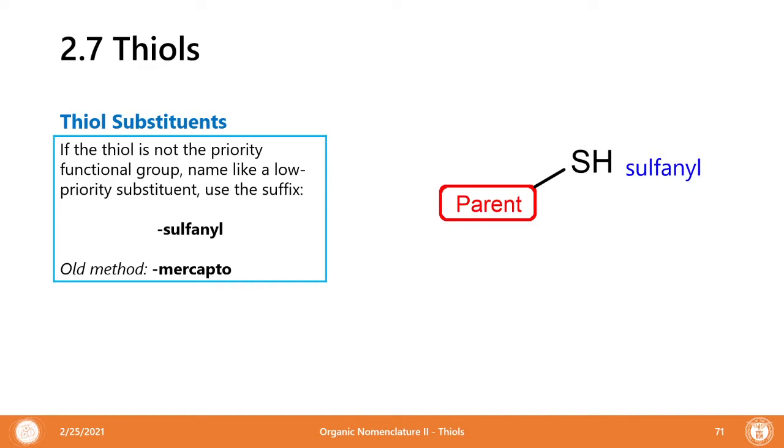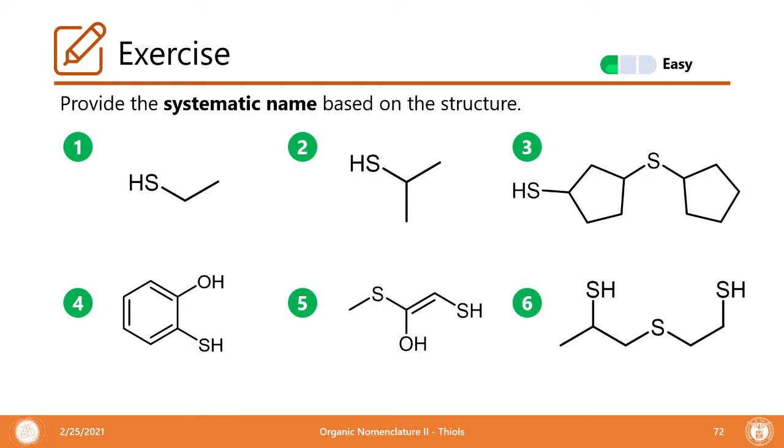If we have a higher priority functional group, we label the thiol group as a substituent using the prefix sulfanyl. An old method used in other textbooks would be mercapto, okay? But to be updated, let's use sulfanyl. Let's try some exercises. So here, we'll just do the same actually.